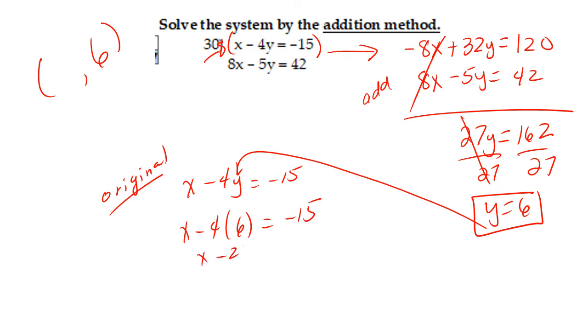When I do that, I'm going to add my 24 to both sides. x is going to equal 9. So the x value is 9.